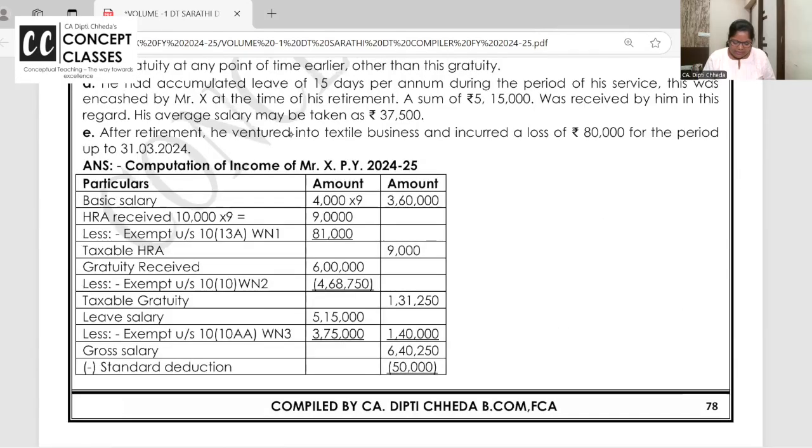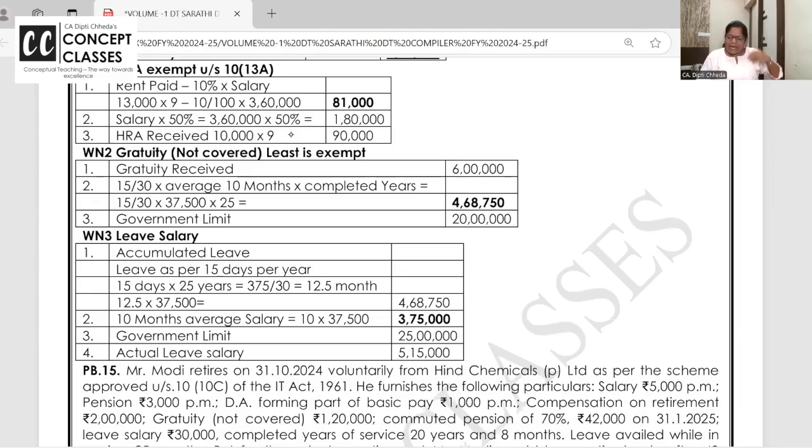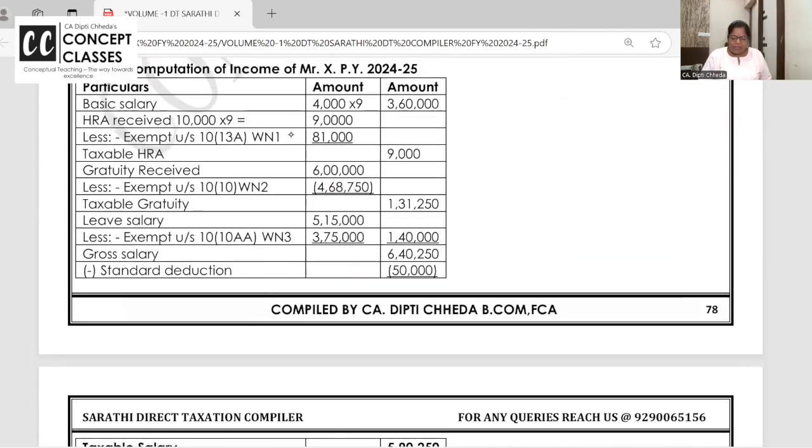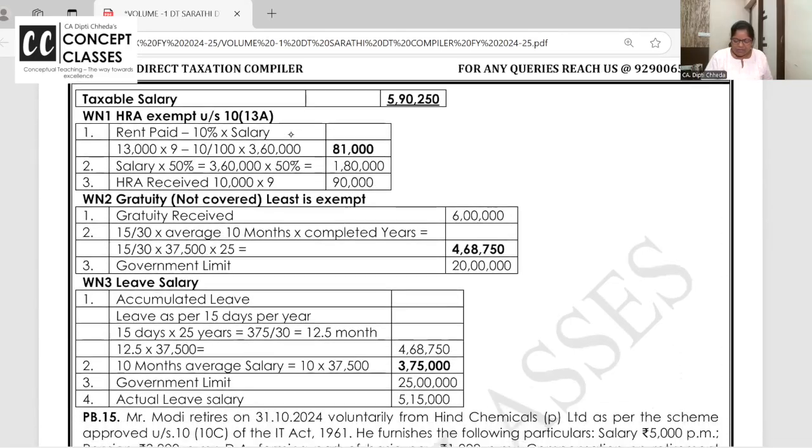And then I have solved this. I can't take all in detail now, but these are combined problems. Whenever they ask you gratuity, leave salary, all, your main answer should look beautiful. Gratuity received exempt, working note. Leave salary received exempt, working note. And gross salary and standard deduction and all.